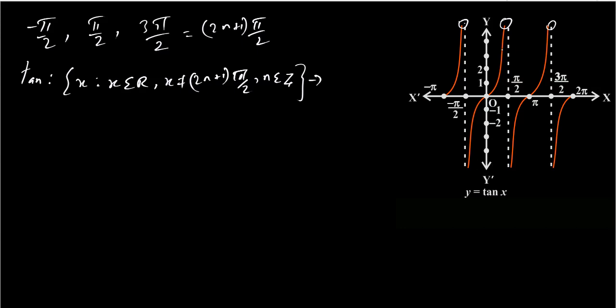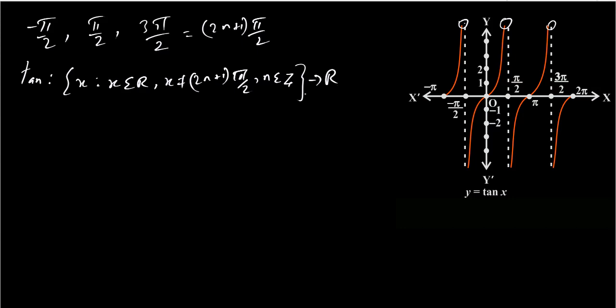The range will be on our y-axis, where it will take the whole set of real numbers. So tan is defined from the set of all x such that x belongs to R and x is not equal to 2n plus 1 into pi by 2, n belongs to Z, and the range will be the whole set of real numbers.